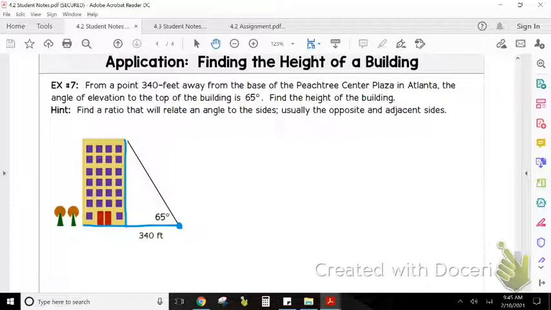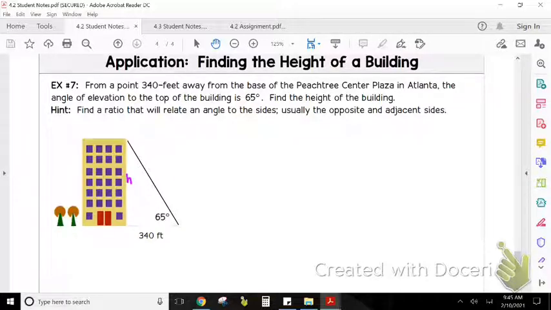It says the angle of elevation to the top of the building. So remember, angle of elevation is when you look up. So that would be this angle here where we're looking up to the top of the building, our 65 degrees. But they were nice. They drew it for us, so we didn't have to do that. All right, so it wants us to find the height of the building. So we are after this side here, the height of that building.